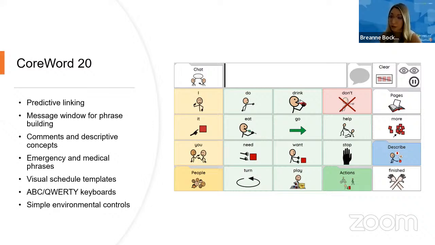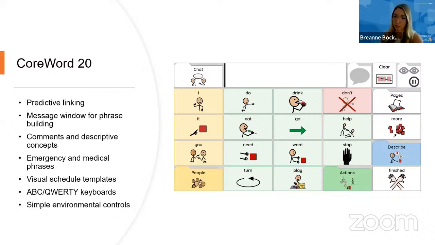We get a message window in CoreWord 20. So now that you're building more of those phrases, you need to be able to see what you're building. We also added in this stage more comments, more descriptive concepts for communicators to be able to give their opinion, describe their surroundings, just giving more versatility to their expression. And we also added emergency and medical phrases, which can be really important for them to be able to communicate their urgent needs. There's some visual schedule templates.